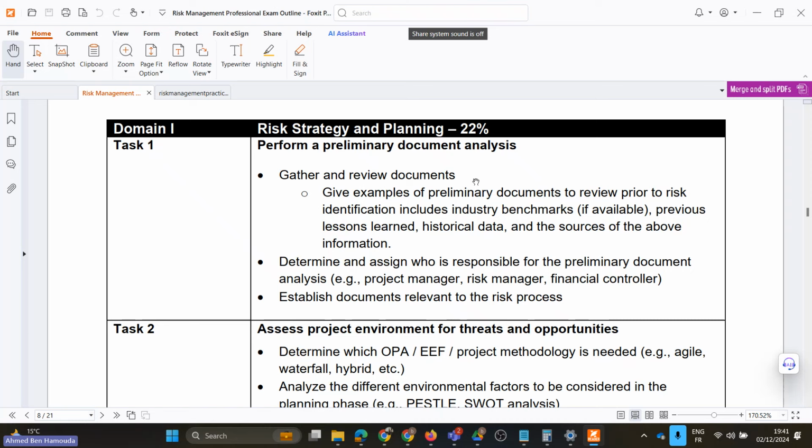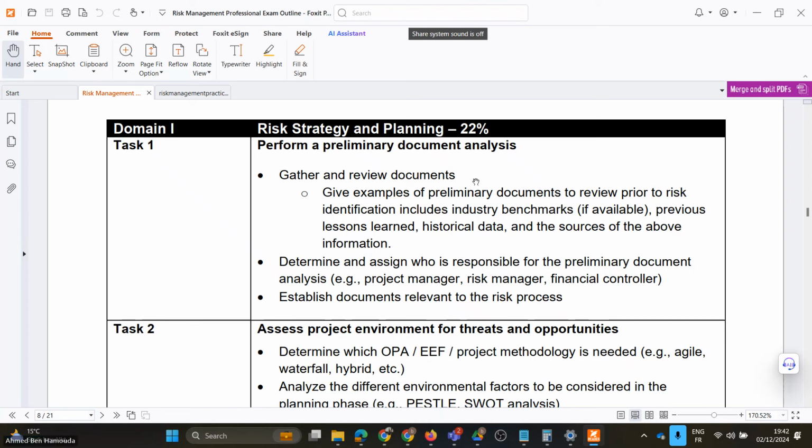Also historical data from previous projects, and any sources that can come from the project sponsor, or, for example, team members in our current project who have some experience from previous projects, etc. So all of these will help us with gathering and reviewing documents, mainly from previous projects, to better build our risk management strategy and identify our risks in the current project.